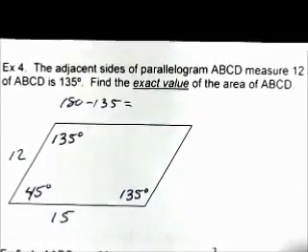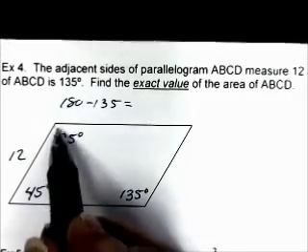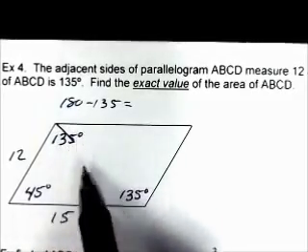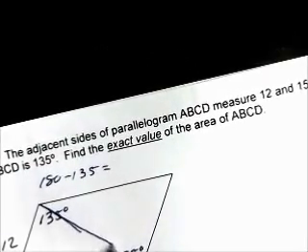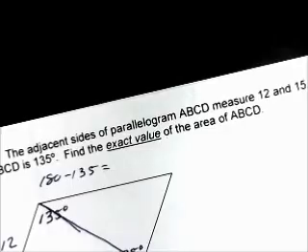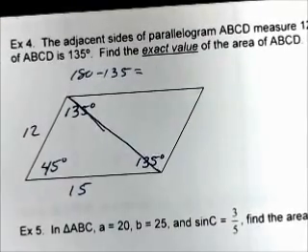All right, let me continue. The measure of one angle of parallelogram ABCD is 135 degrees. We want to find the exact value of the area of ABCD. Okay, well, we'll split this into two triangles. All right, so let me draw the shorter diagonal. All right, so now we have two triangles.